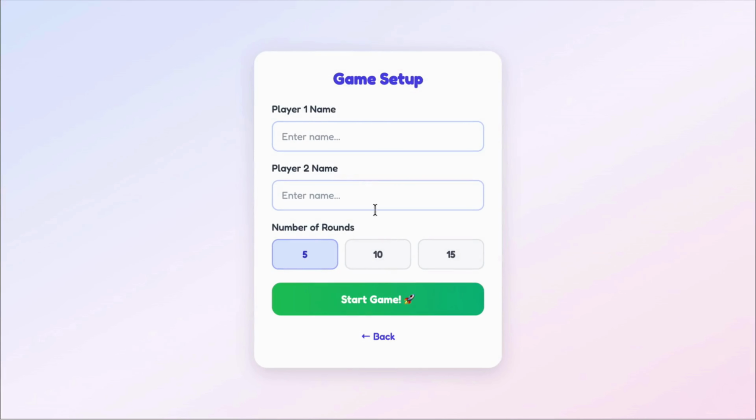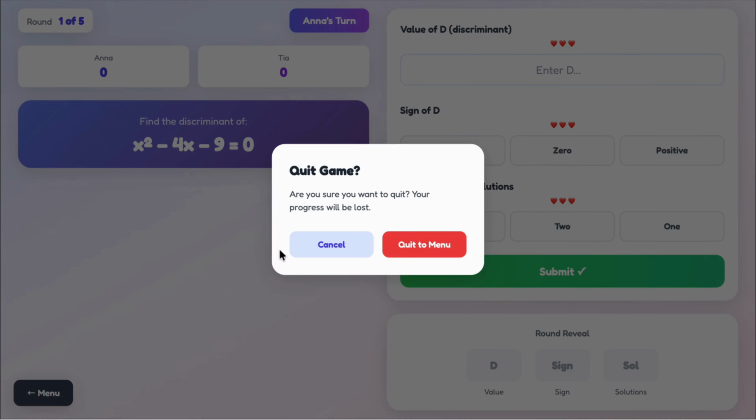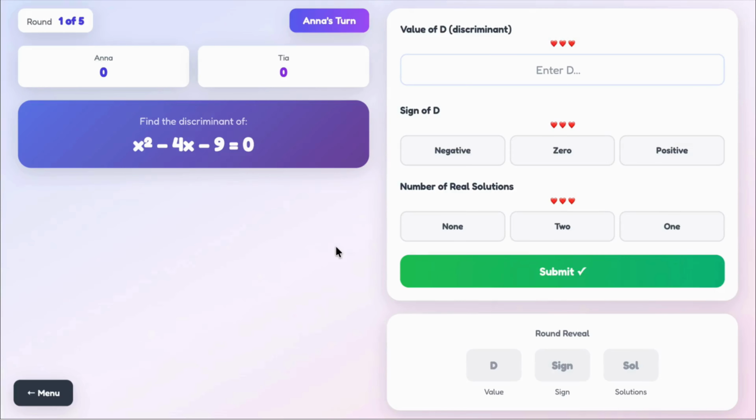Go into the play area. We can enter our names in. You can choose how many rounds you want to play, from 5, 10, or 15. You can also go back if you want, or you can just start the game. So you can see whose turn it is up here, and we're in round 1 of 5. You can go back to the main menu if you want. If you push on that, it'll ask you, are you sure you want to quit? Your progress will be lost. And you can either quit or cancel. I'm going to cancel.